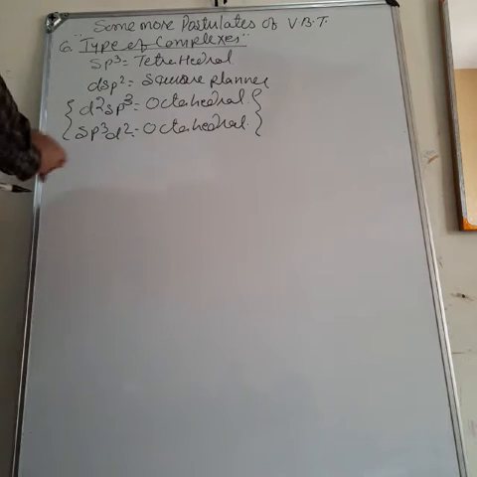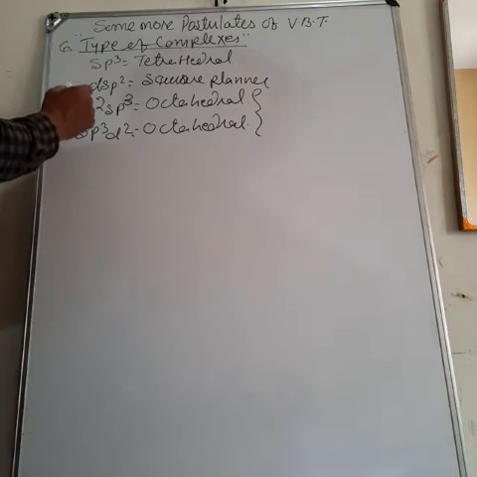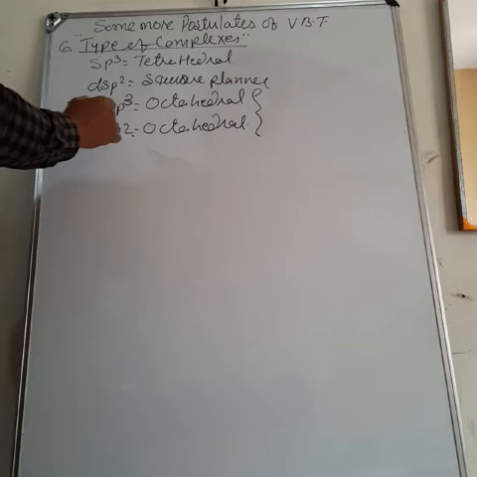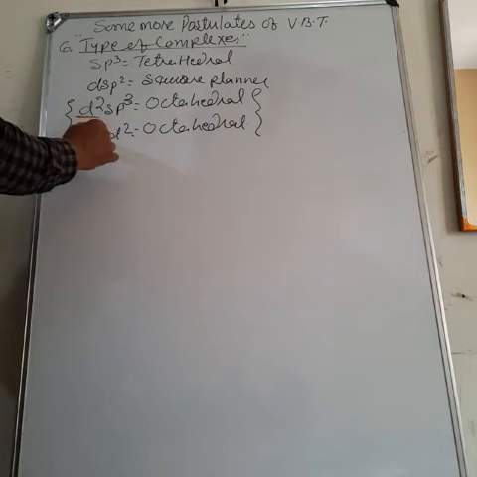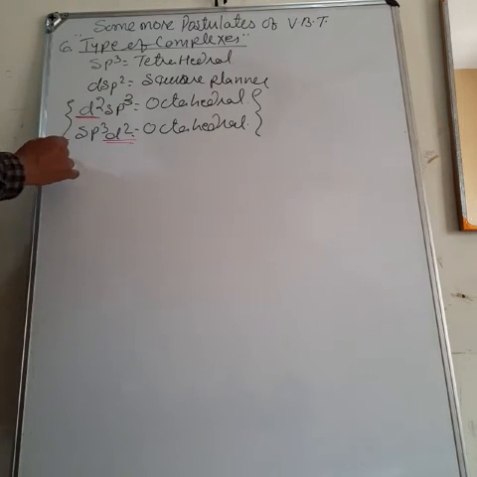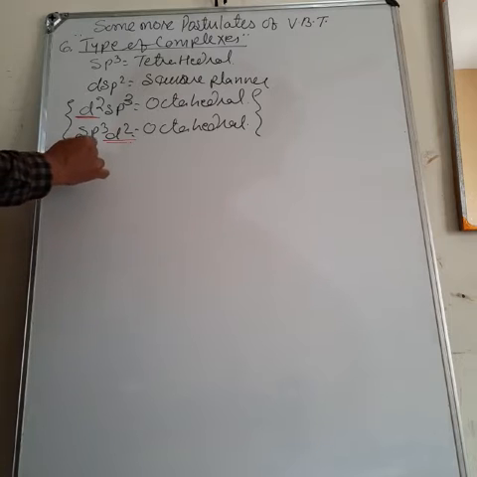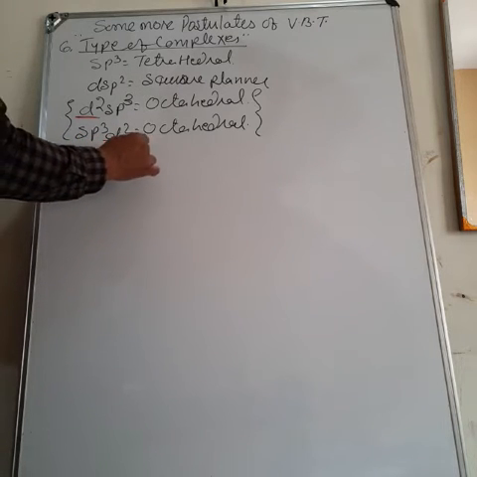So what is the meaning of this term? Here the d is written before the s and here the d is written after the sp3. So it arises of two types. The first one is called inner orbital complex.